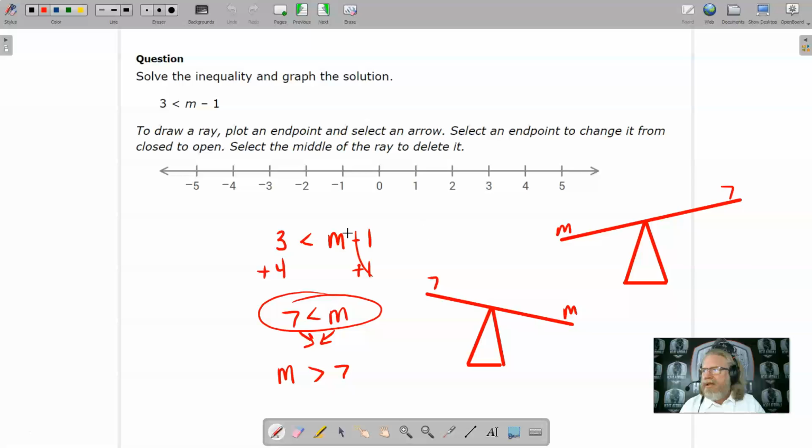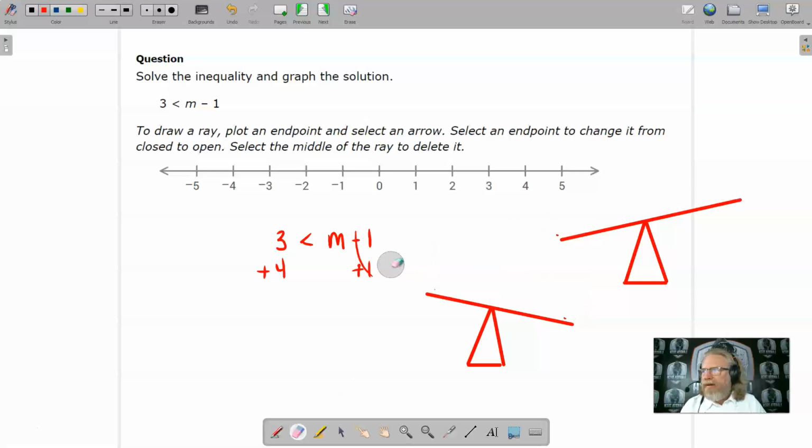M, 7. Did I mess up? Oh, I see what I did. I added them together already. I was thinking of the answer already. So, silly me. If you were watching that, you're like, man, you got that all wrong, Mr. T. So we need to go back, don't we? Let's go ahead and clear this up. I'll leave my scales there for now.